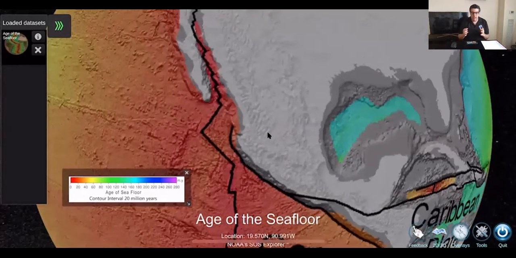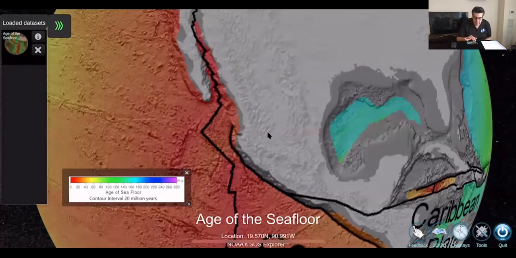Now, one thing to notice is we talked about divergent, convergent. There's another one called transform boundary, where they're not really pulling apart or squeezing together. The plates are just sliding right next to each other. So it doesn't really influence the age all that much. It will just continue to age that way as well.